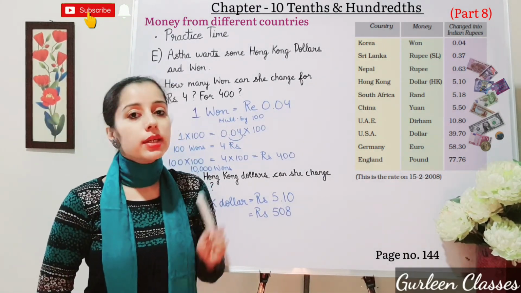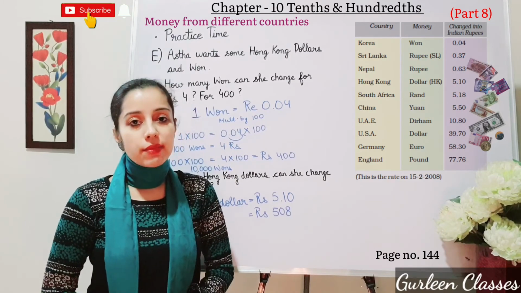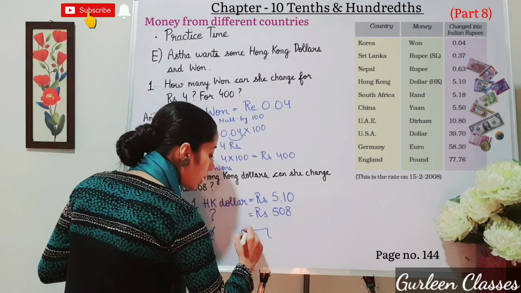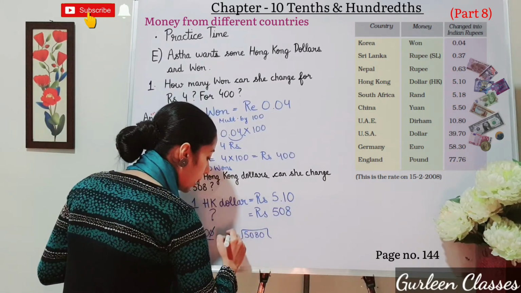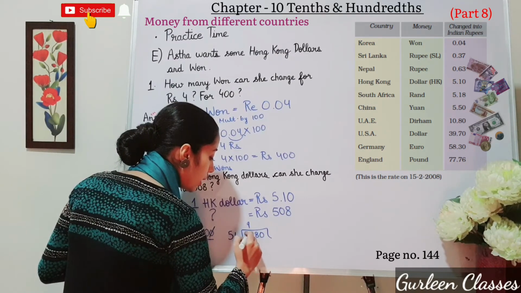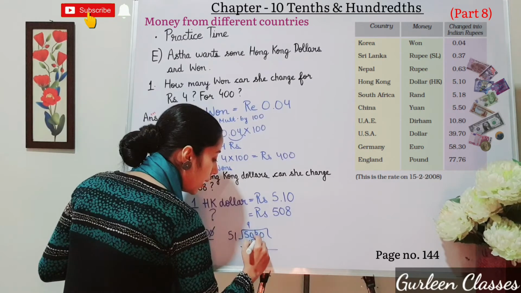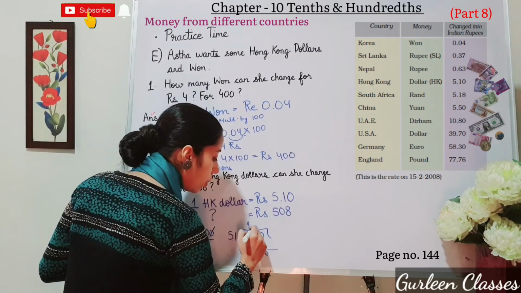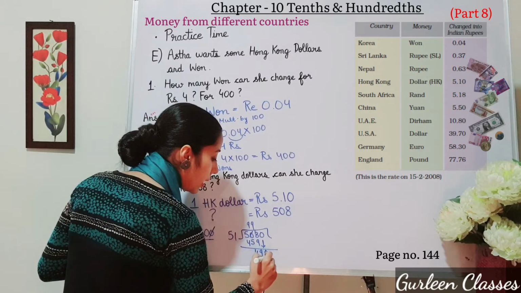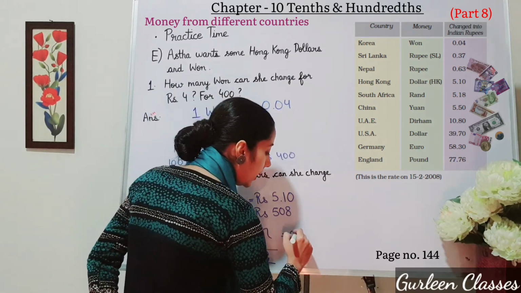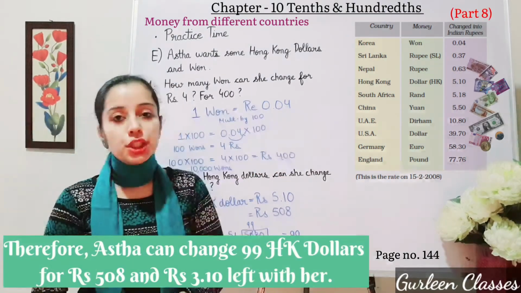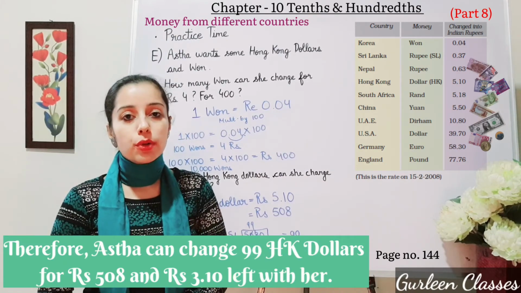If you miss that part, you can check the I button. The part 7 is there. So let us divide here. 0, 0 cancel. 5080 by 51. 51 9s are 459. 5 9s are 45. 9 1s are 9. So 18 minus 9, 9. 0. It will be 4. Again 9s are 459. So it is coming around 99. How many Hong Kong dollars can she change for rupees 508? So she can change 99 Hong Kong dollars for rupees 508.